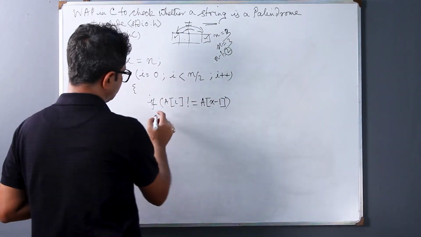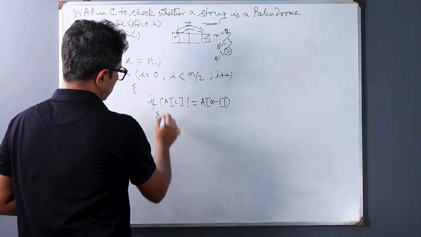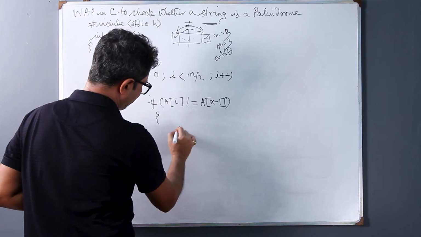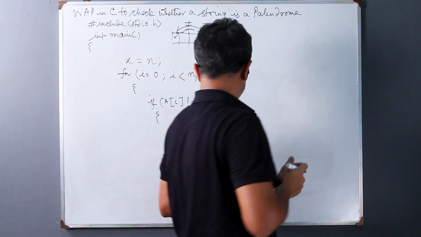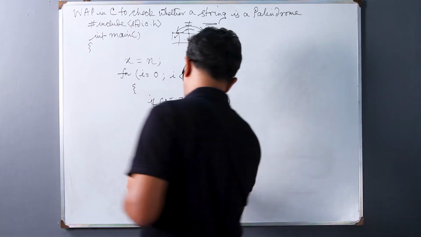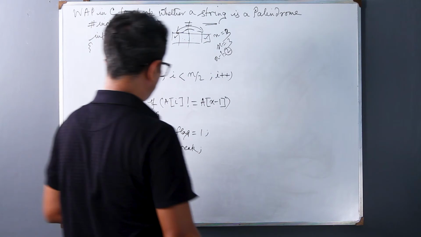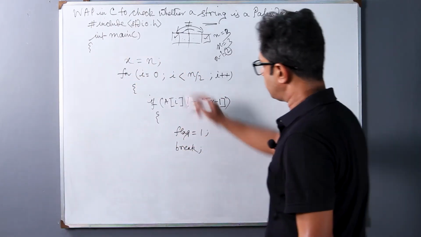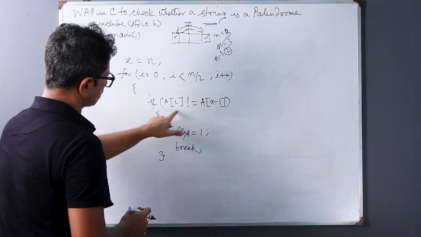So, we are going to take here, if a[i] is not equal to a[x minus 1], then the flag variable will be set to a value which is 1. It was 0 originally, and it will be changed to 1, and we will put a break over here, so that after changing the value of the flag, we can come out of this for loop.